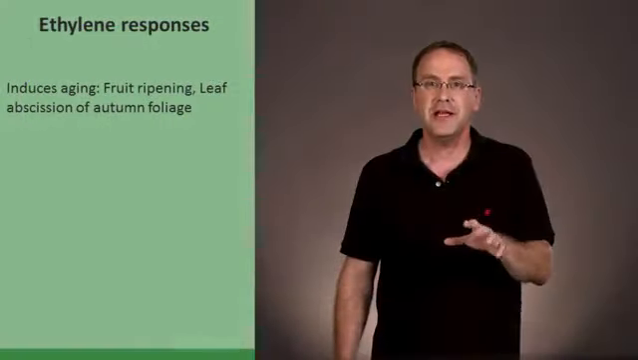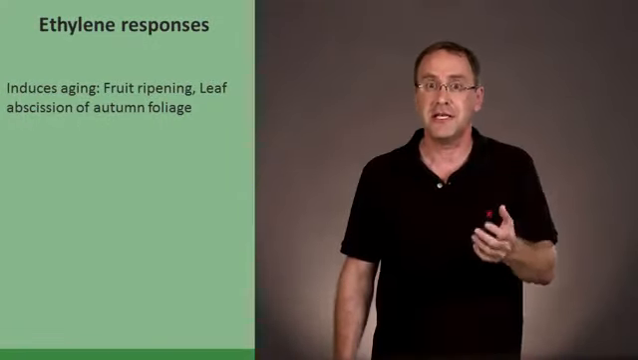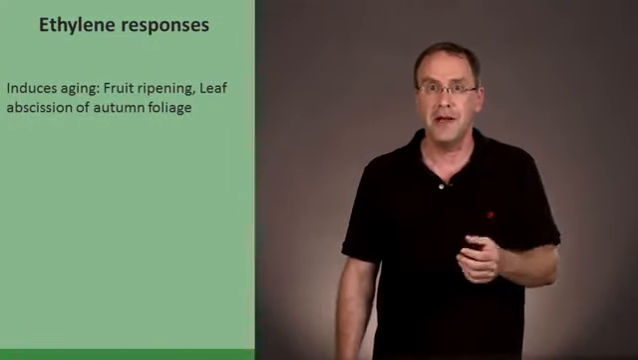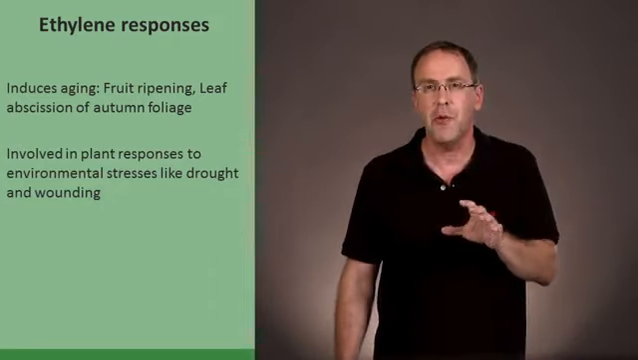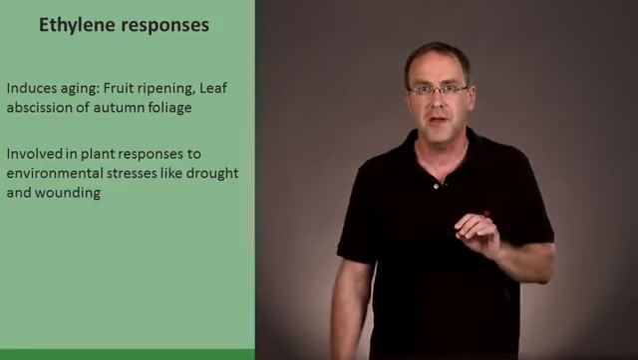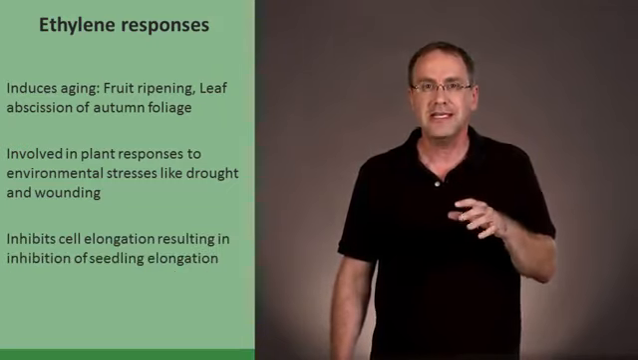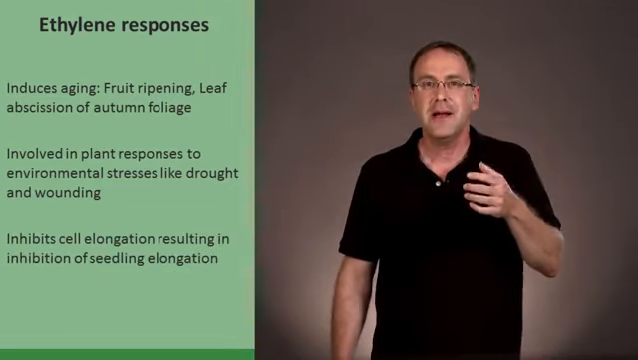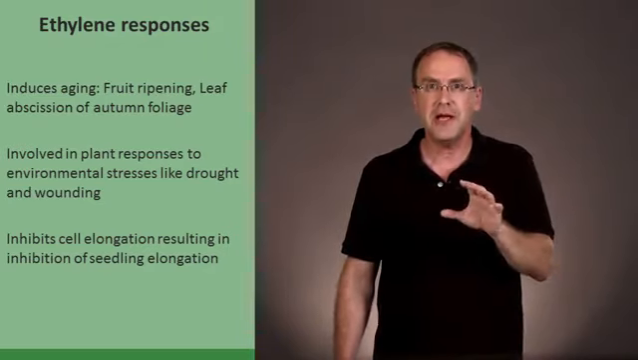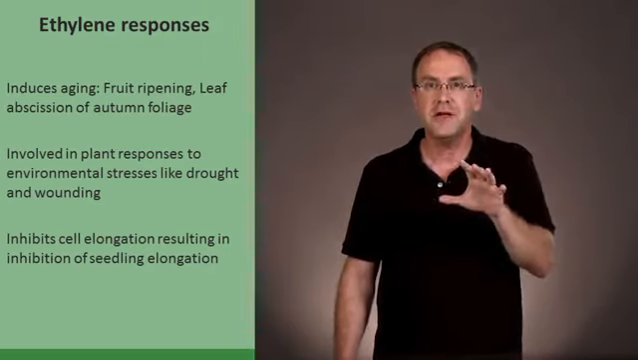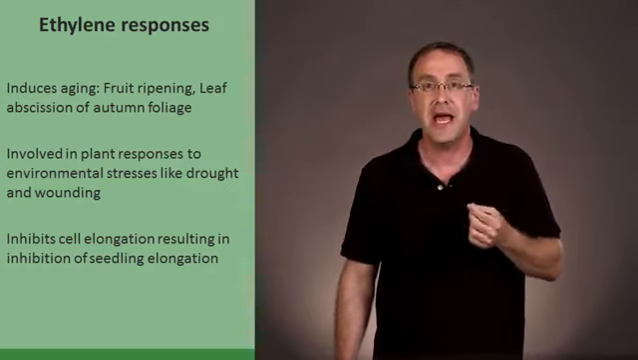So we've seen that ethylene is involved in aging processes such as fruit ripening, and leaf abscission leading to the autumn foliage. It's also involved in plant responses to environmental stresses like drought and wounding. We won't really have time to go into that here. And its last role is that ethylene inhibits seedling elongation or cell elongation. And the reason I'm bringing this in is because this characteristic was important for understanding how plants smell, how plants actually sense ethylene in the air.